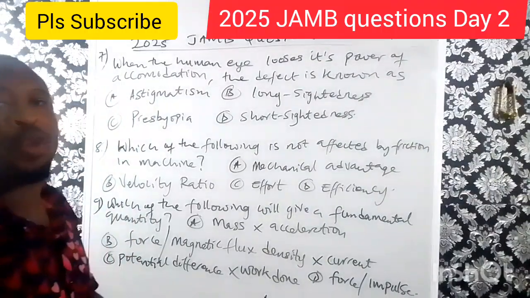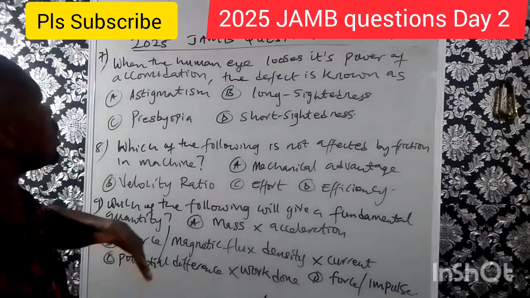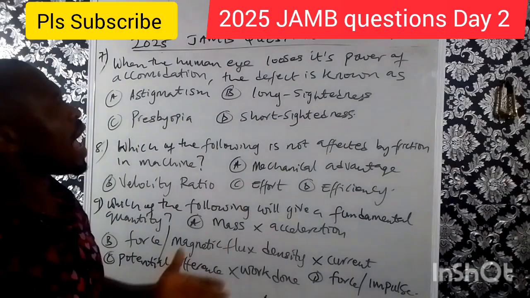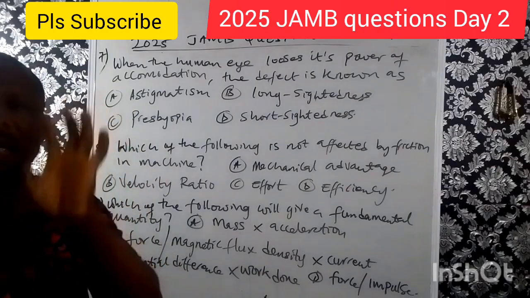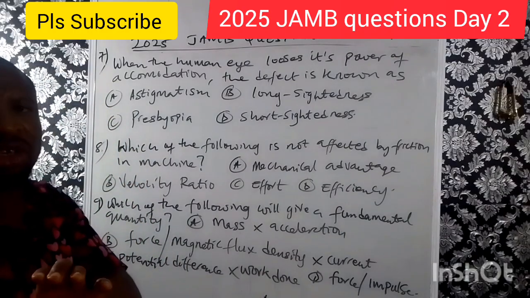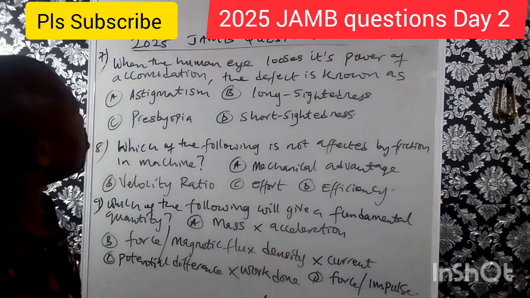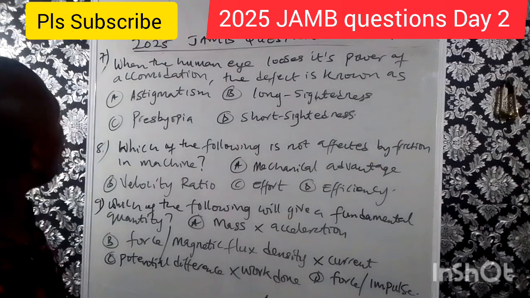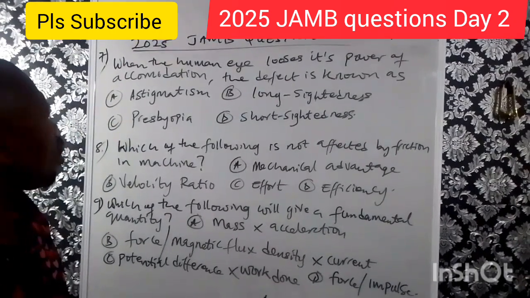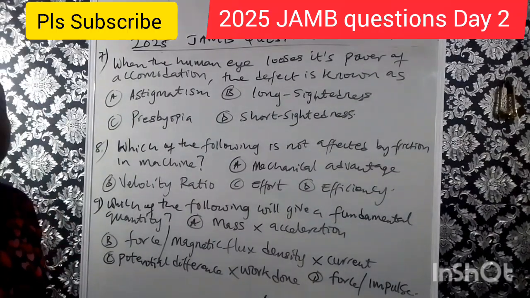Okay, now we have these questions here. The first question says, when the human eye loses its power of accommodation, the defect is known as dash. We have the first one, astigmatism. The second one, long-sightedness. The third one, presbyopia. And the fourth one, short-sightedness.